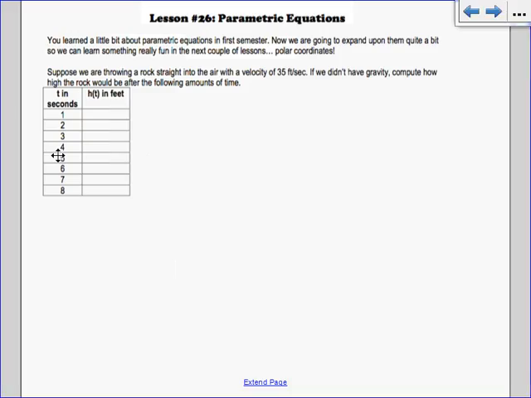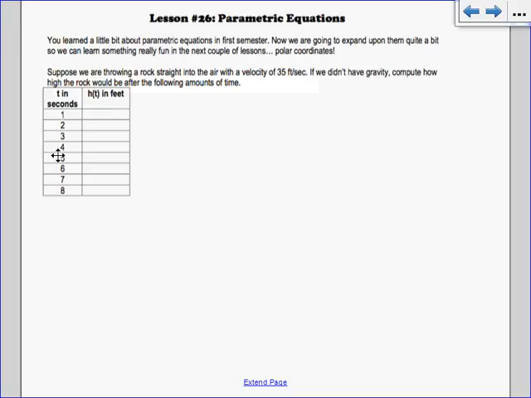Okay, lesson 26 is a pretty brief lesson before the longer lesson, which is lesson 27, but this is just an introduction to parametric equations so that we can use them for a really fun lesson next time, which is polar coordinates. That's when you can graph really crazy things on your calculator, like flowers and infinity signs and so on.